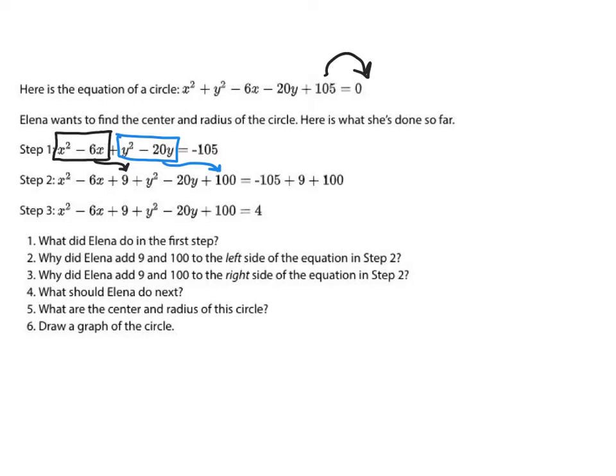And when she added 9 to the left, she had to add 9 to the right, because in algebra, whatever we do to the left side of the equal sign, we have to do to the right side of the equal sign. She added 100 to the left, so she had to add 100 to the right, right? And now she has perfect square trinomials.